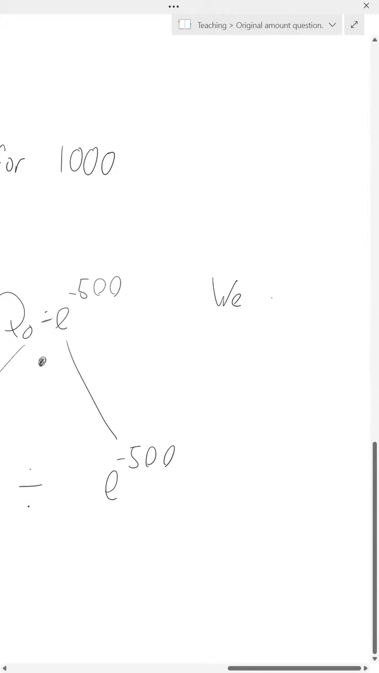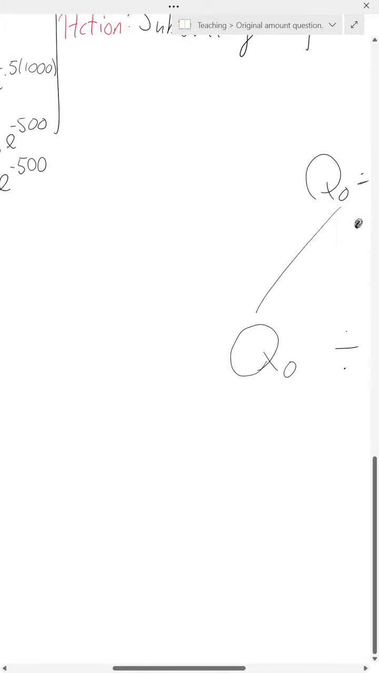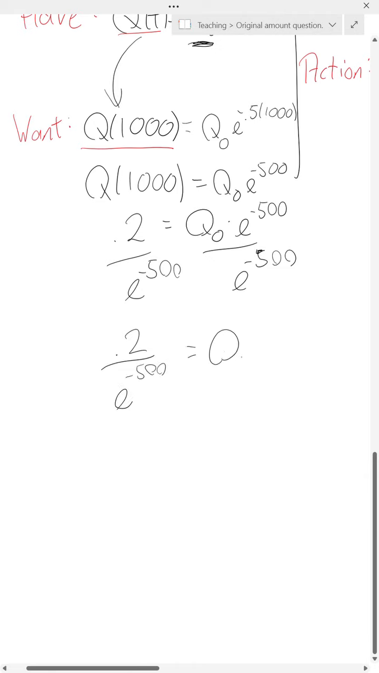So the step we need to take is to divide by e to the minus 500. The reason we do that is we want to get rid of this part here. So we divide both sides by e to the negative 500. Then we get 0.2 over e to the minus 500 equals Q naught. You can just fill this into a calculator, and that would be your original amount.